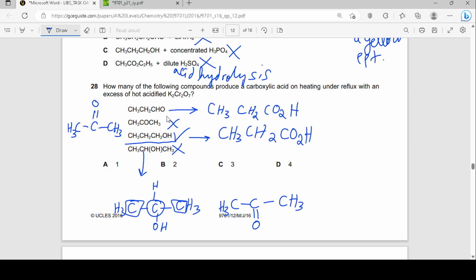And since we only got one, two, three, four, so we only got two of them that produce a carboxylic acid on heating under reflux with excess hot acidified K2Cr2O7, that means the answer must be two of these compounds, which is basically option B.